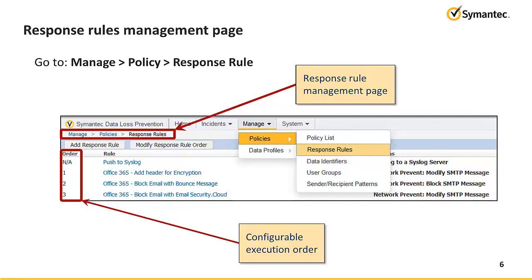The general process to create a response rule through the Enforce web UI is as follows. Navigate to Manage, Policy, Response Rule, and then click Add Response Rule. And based on your needs, then choose Automated Response or Smart Response. We will be explaining in detail how to configure each type of response rule later in this lesson.